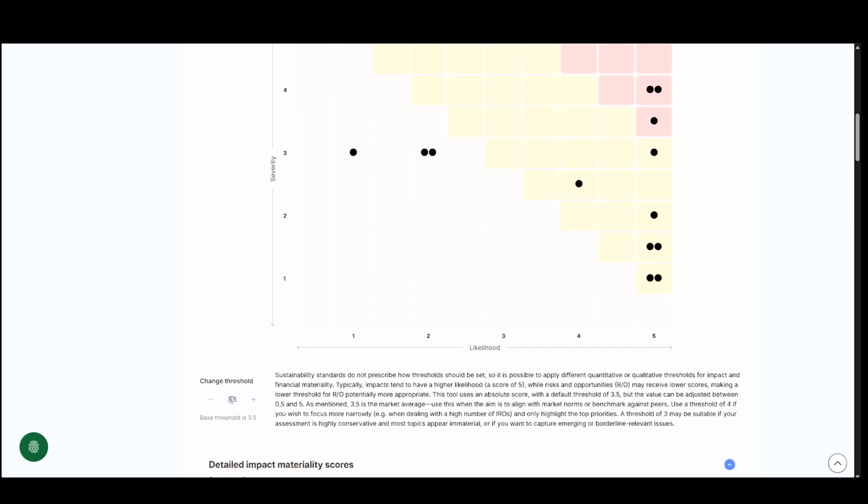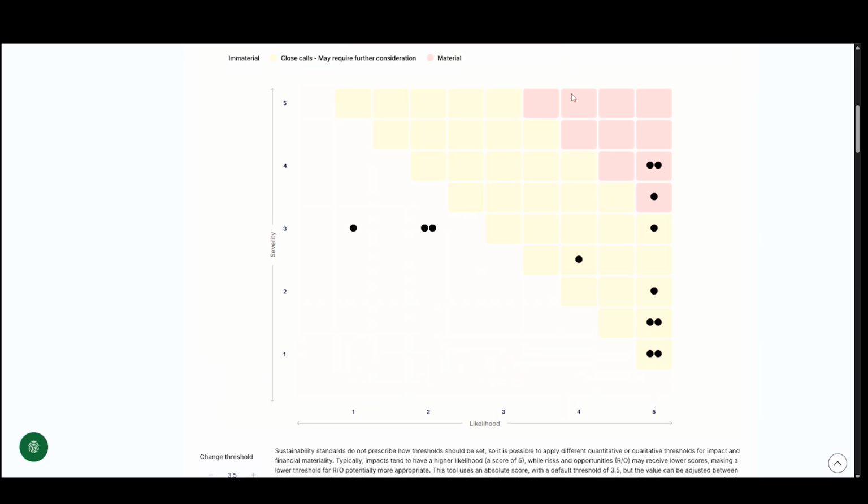So we're on a 1 to 5 scale. But you can change this if you see that you put 4 for everything, then 3.5 might not make sense, so you can change it higher. If you put 2 for everything, you see that it's very lopsided, then maybe 3.5 is not the correct threshold.